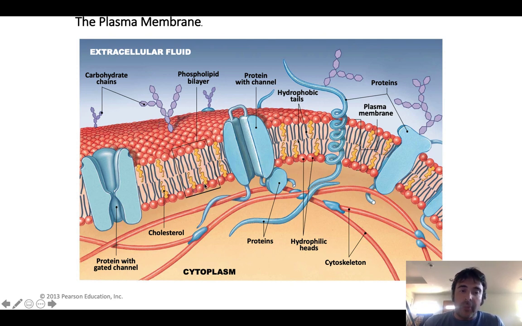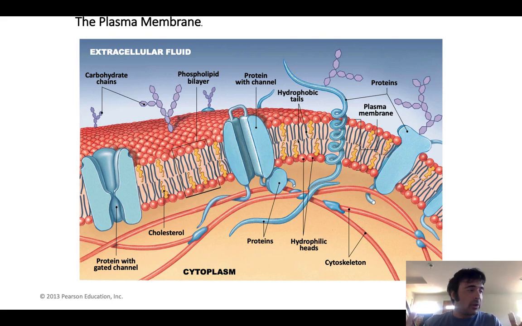Now, shoved up in between these phospholipid bilayers, you get this little molecule here called cholesterol. Now, cholesterol is a lipid-soluble molecule. You can see the 1, 2, 3, 4 rings forming the steroid ring. And what cholesterol does is it gets inserted into the phospholipid bilayer where it imparts a little bit of structural integrity. So it reinforces the phospholipid bilayer.